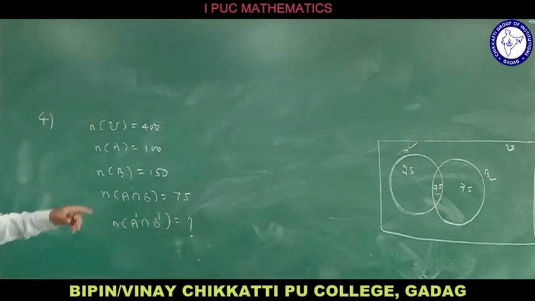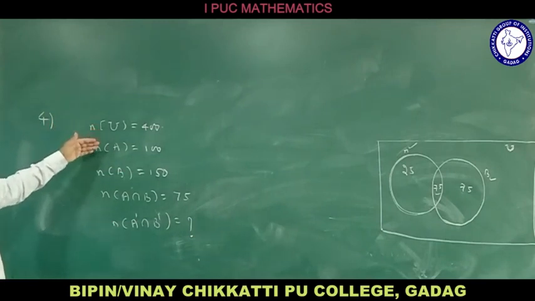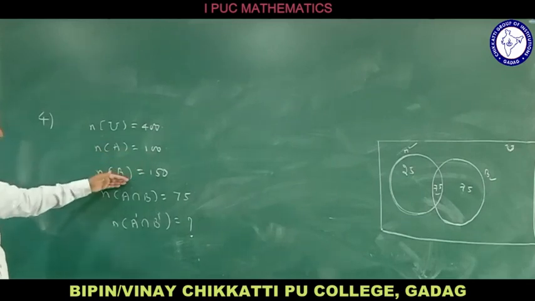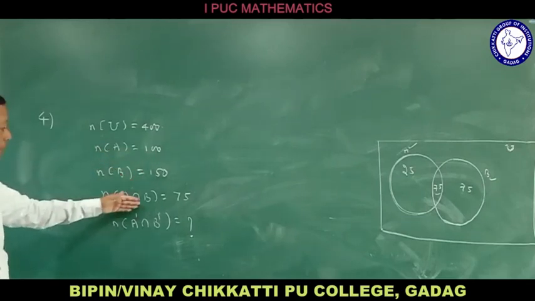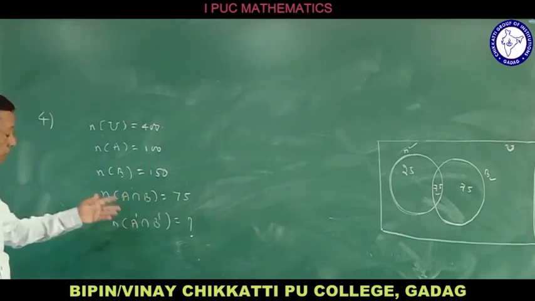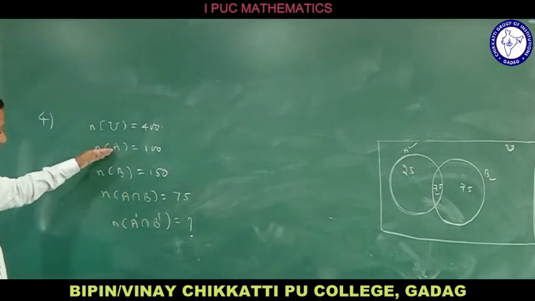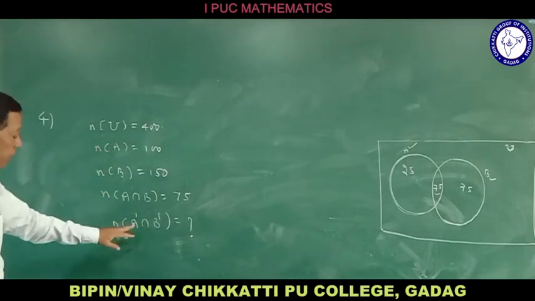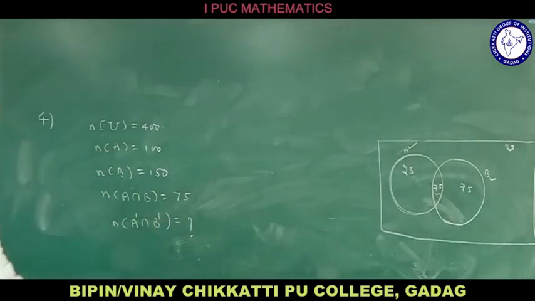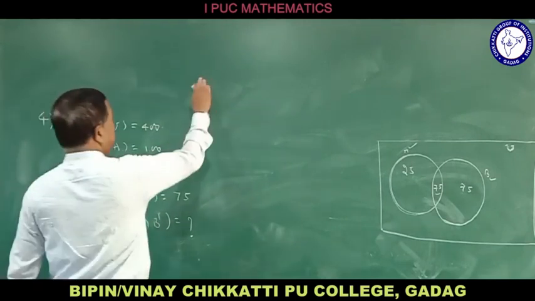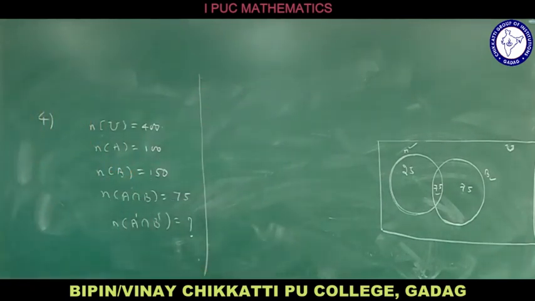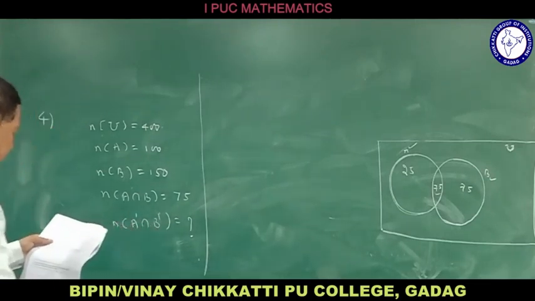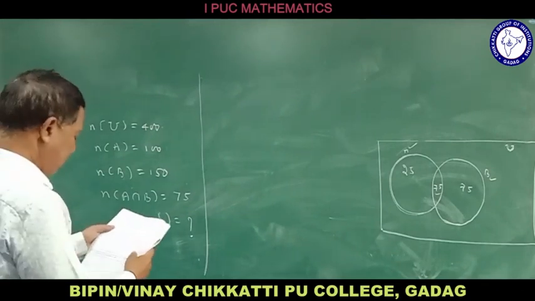Try to understand. Leave the Venn diagram; I will tell you that later on. The total class strength is 400, in which 100 like apple juice, 150 like orange, and the common is 75. The question is how many students are taking neither orange nor apple? That is why I have written the complement. So I will tell you how to calculate N of A dash intersection B dash. First you have to write the result, and accordingly you can go for it.